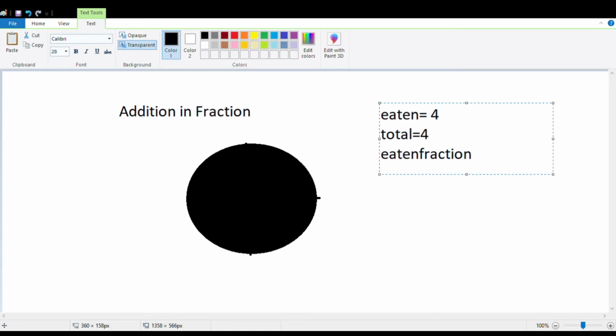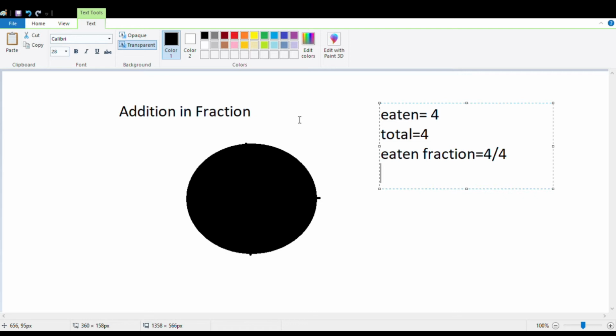So the eaten fraction will be 4 by 4. In this fashion, we can understand that 4 by 4 is the eaten fraction. Now 4 by 4 is also just the whole. We have already eaten the whole. This is one whole, you divide it into 4 pieces, and then we have eaten all the 4 pieces. So essentially we have eaten the entire pie.